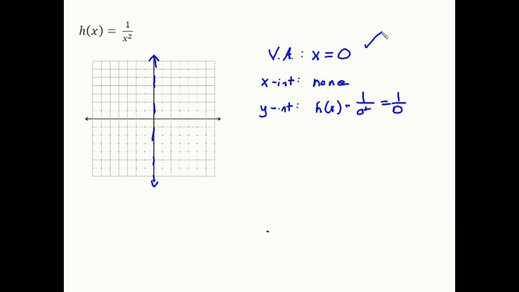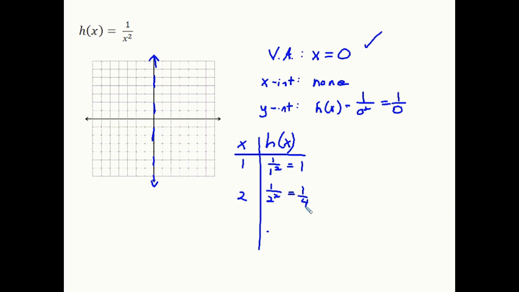And then we want to choose a few points to help us graph this. So here's our x, h of x. This one should be pretty easy. If we put in 1, we get 1 over 1 squared, which is just 1. If we put in 2, we get 1 over 2 squared, which is 1/4. Now we can see a pattern. 3 would give us 1/9. Let's try negatives. If we put in negative 1, that's 1 over negative 1 squared. Well, negative 1 squared is just 1, so this is just equal to 1.